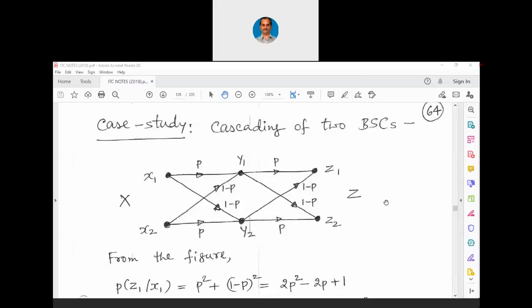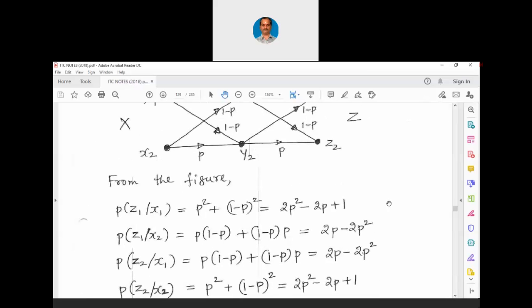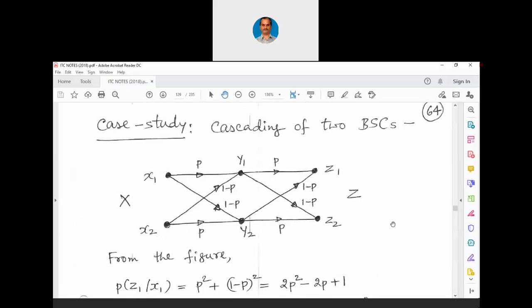So finally, I will show you the answers. P of z1/x2 is 2p minus 2p square. Similarly, P of z2/x1 is 2p minus 2p square. P of z2/x2 is 2p square minus 2p plus 1. So we have all the 4 conditional probabilities for the cascaded channel now. Please remember, this is a cascaded channel.